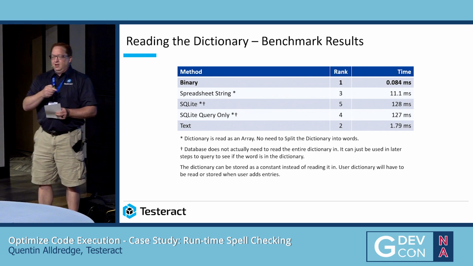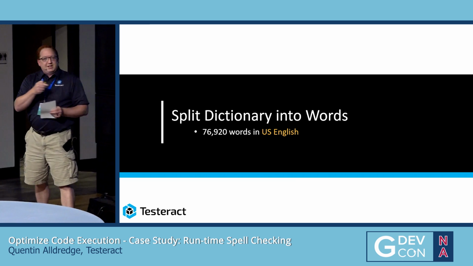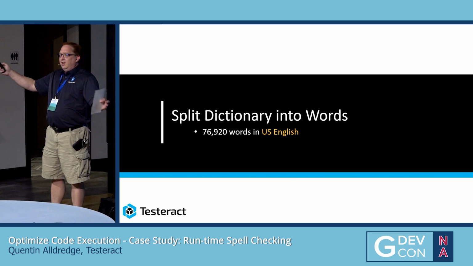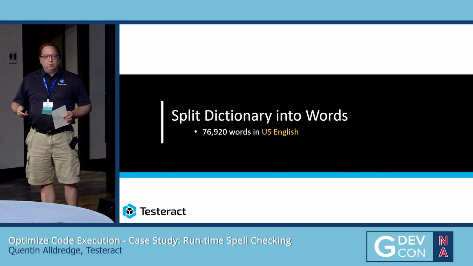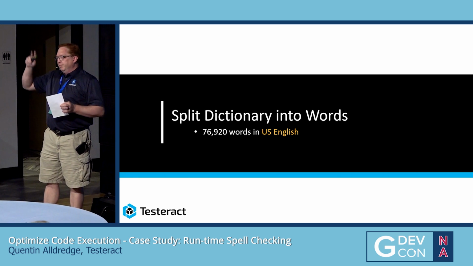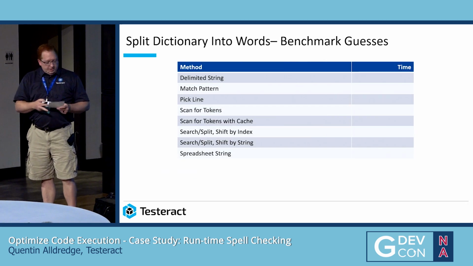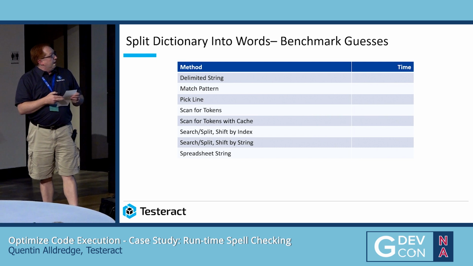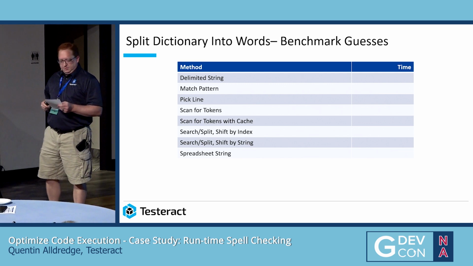Are we good? Okay. Splitting the words into dictionary. So we've read the string in, but our dictionary is one humongous string. And now we need to split the words up by the carriage return or the line feed or whatever. So I have 1, 2, 3, 4, 5, 6, 7, 8 different options for this one. So you'll rank them 1 through 8.